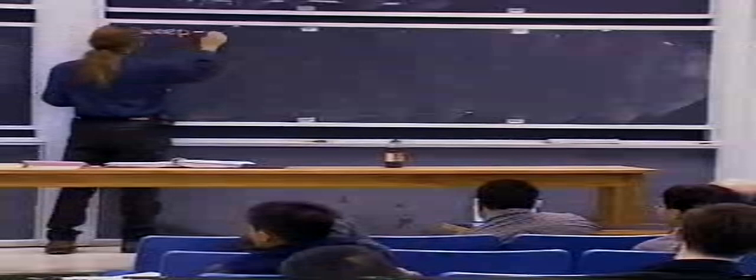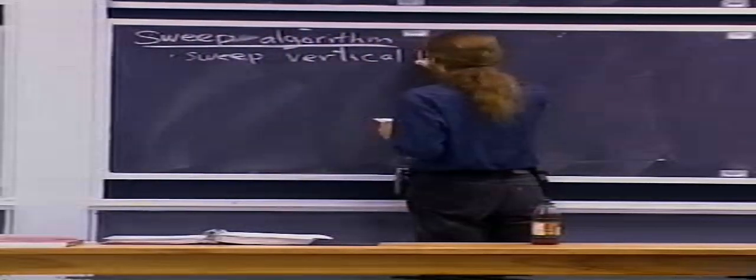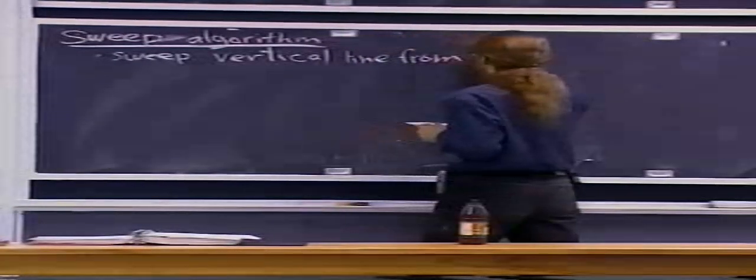So it's called a sweep line algorithm. And the idea is we're going to sweep a vertical line through the input. And this you will also see on your problem set. We'll sweep it from left to right.